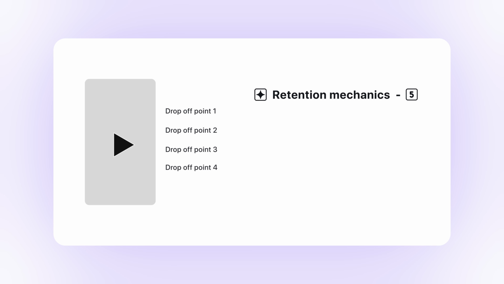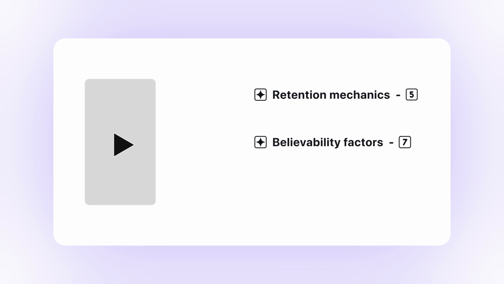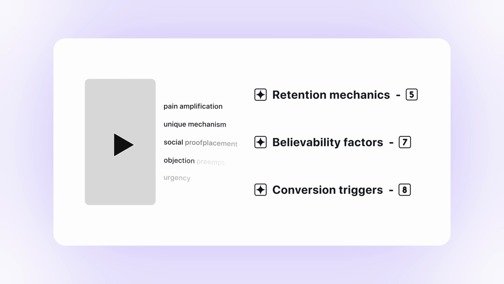Score 0 to 10. Believability factors. Does it use specificity, vulnerability, natural speech, visual proof, and appropriate energy? Score it 0 to 10. Conversion triggers. Does it include pain amplification, unique mechanism, social proof placements, objection preemption, and urgency? Score 0 to 10. I guarantee you'll find a pattern.